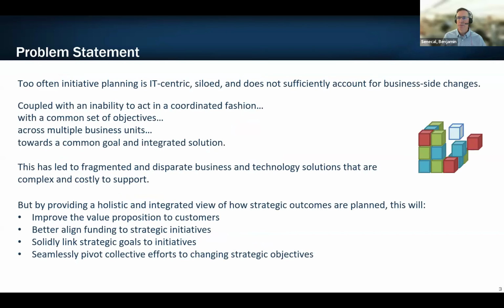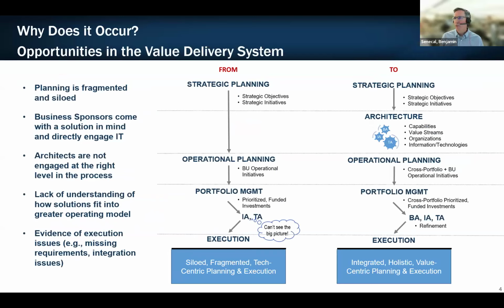But going back to the problem statement, our experience is that too often initiative planning is IT-centric and siloed and does not sufficiently account for business side changes. Couple that with an inability to act in a coordinated fashion across multiple business units towards a common goal and integrated solution. This has led to fragmented and disparate business and technology solutions that are complex and costly to support. So what do we do about it? Or actually, why does it occur?